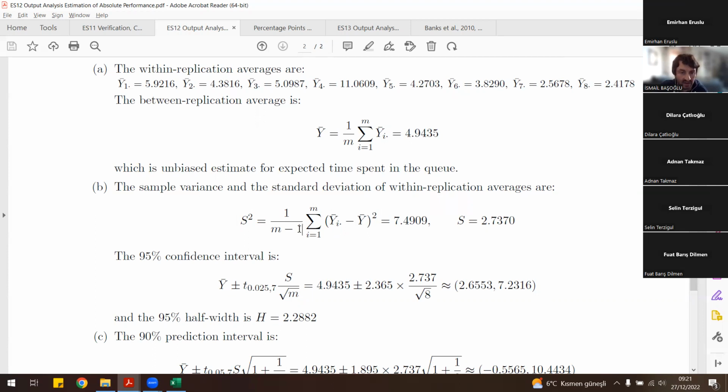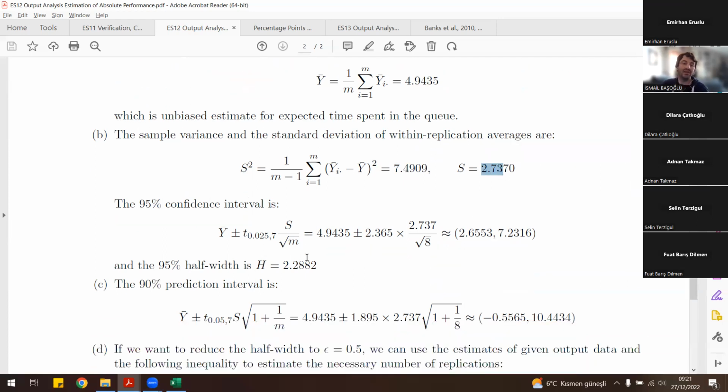Okay, we need to penalize ourselves with 1 degree of freedom here. Obviously, we are penalizing ourselves, but the main reason that we do it is what? In order to get an unbiased variance estimation. If you divide this sum of squared deviations by m, you would definitely get a biased variance. Now, the unbiased variance estimation is 7.49, and the sample standard deviation here is 2.73.